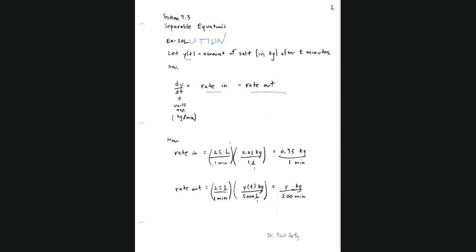Well, the tank drains at the same rate as the brine comes in. So we multiply the concentration, y over 5,000, times 25 liters per minute. And that gets our rate out. Okay, are there any questions on this?